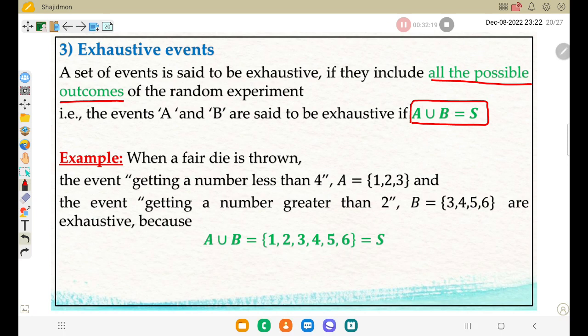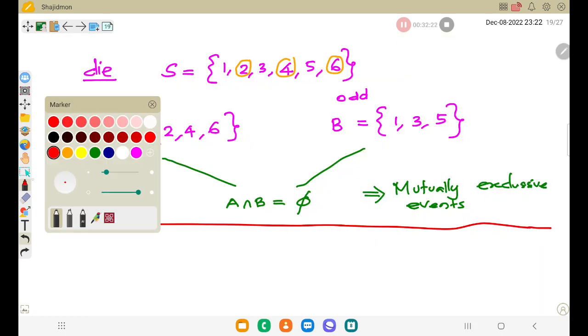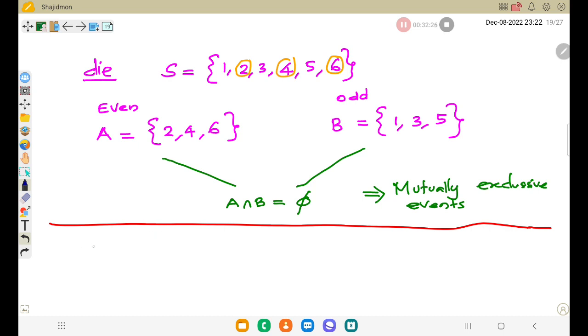For example, before coming to that one, see this example. Is it exhaustive or not? We can check it here. What do we need to check here? Just check what is A union B. Okay, what is A union B? A means 2, 4, 6, correct? Union, what is B? 1, 3, 5.